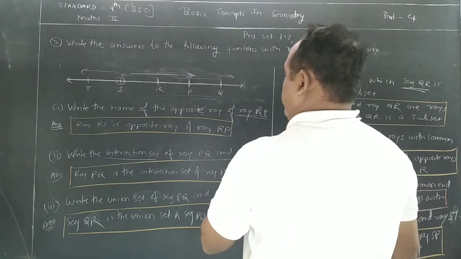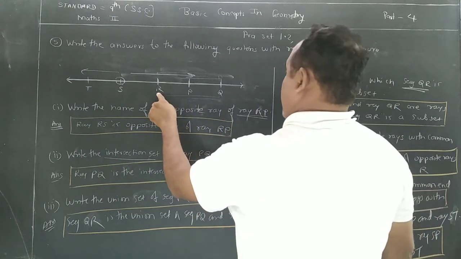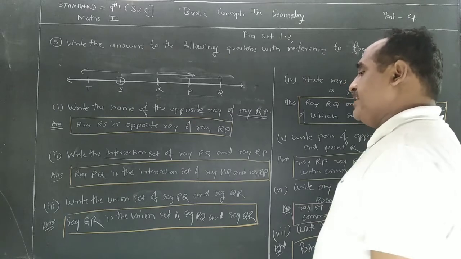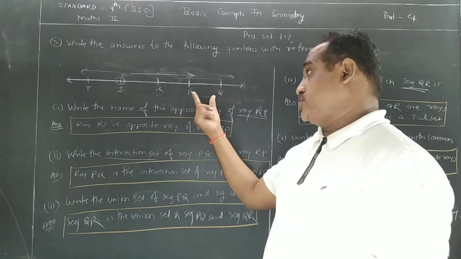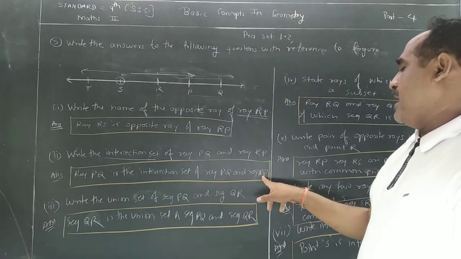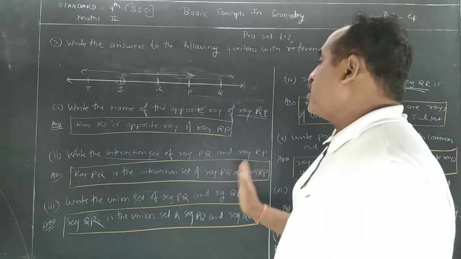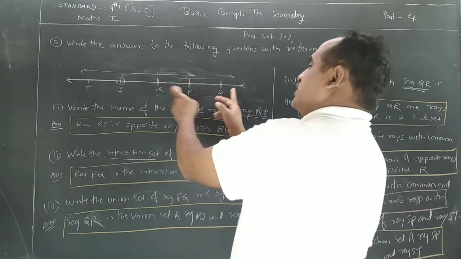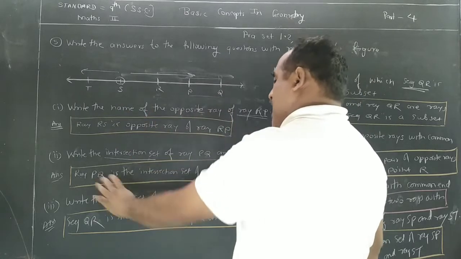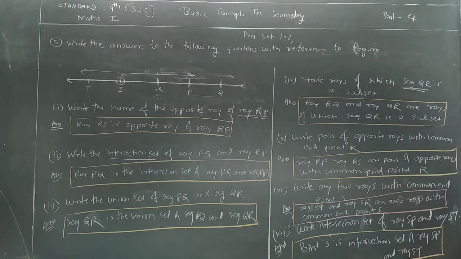Done. Next, the intersection of ray PQ and ray RP. PQ is on this side and RQ, RP is also coming in the same direction. So this is a very important question. Ray PQ is the intersection of ray PQ and ray RP. Right, the union of sets, this union is what? Combination. So it turns out this is smaller and this is bigger, so it was a subset, and RQ is the union of set PQ and QR.